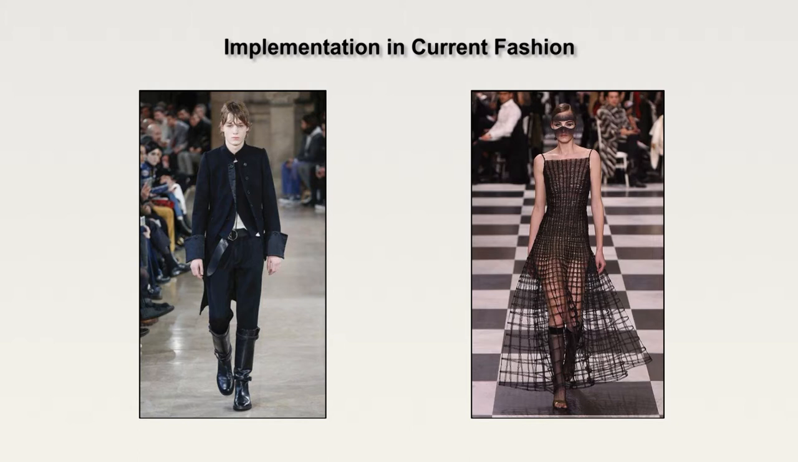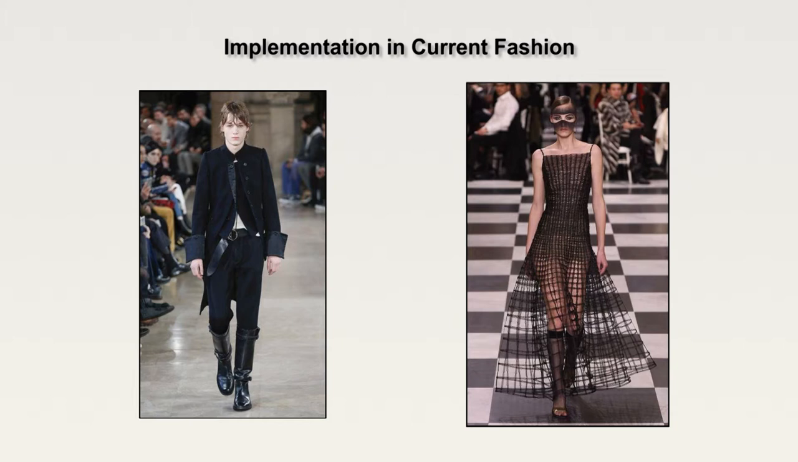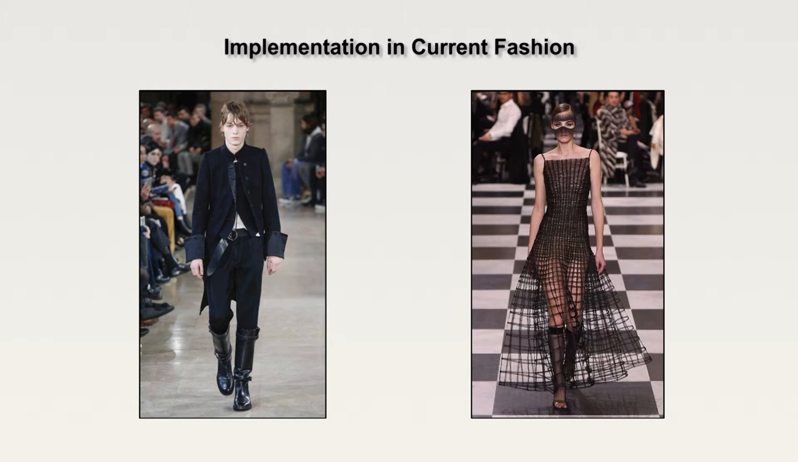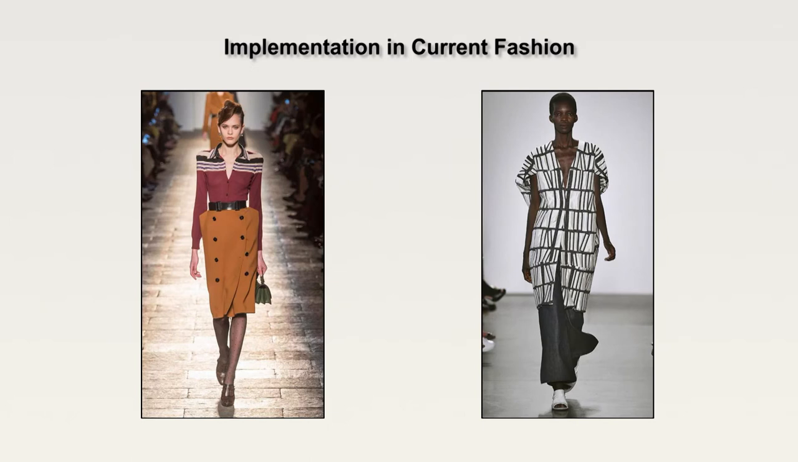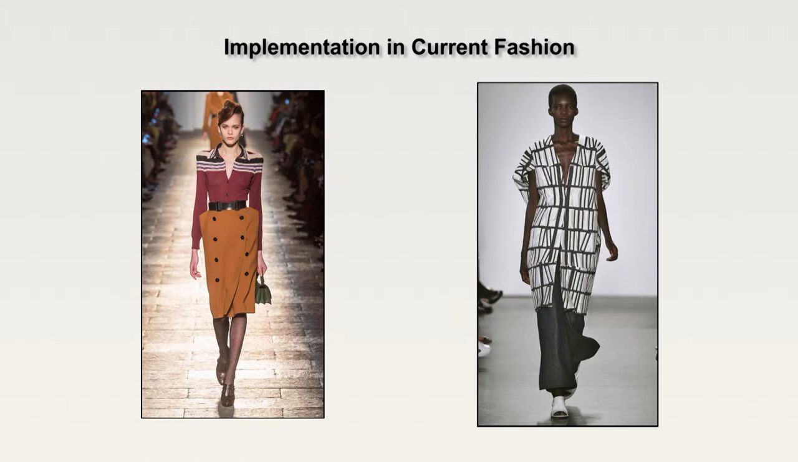On the left is an outfit from Anne DeMolista, Fall 2018 Menswear Fashion Show. On the right is an outfit from Christian Dior, Spring 2018 Couture Fashion Show. The picture on the left shows a pencil silhouette dress by Bottega Veneta for Fall Winter 2017 and 18. On the right is an organic silhouette in a bold graphic print by Maria Conejo.